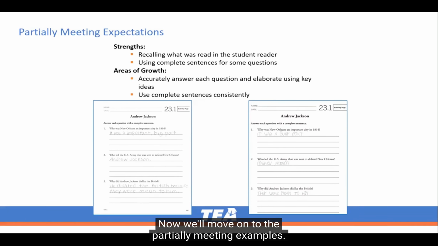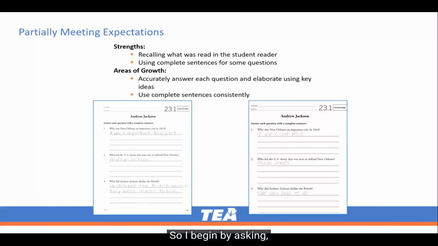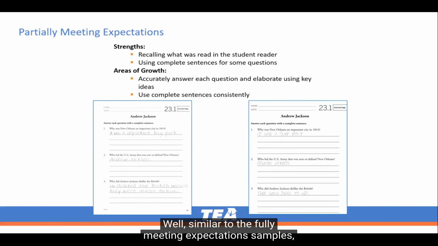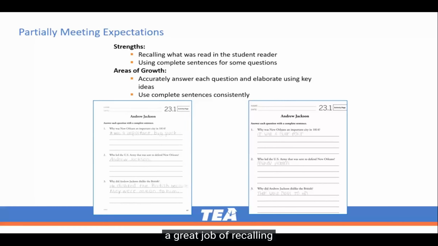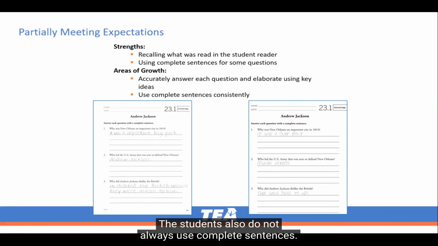Now we'll move on to the partially meeting examples. Again, I'm using an asset-based mindset, so I begin by asking, what can these students do? Well, similar to the fully meeting expectation samples, these students have both done a great job of recalling what was read in the student reader. Additionally, they each used complete sentences for some of the questions. When thinking about what they cannot yet do, I notice the students do not accurately answer each question and elaborate using key ideas. The students also do not always use complete sentences.